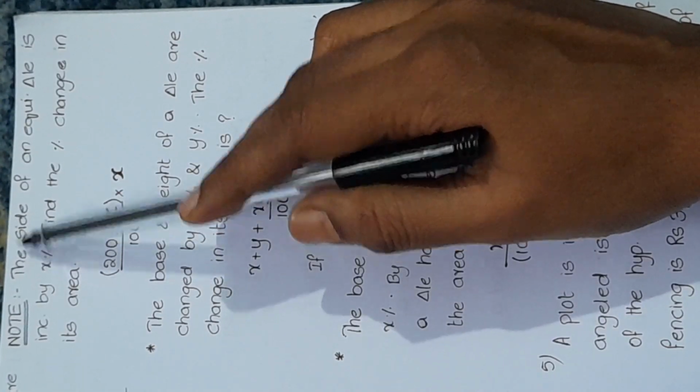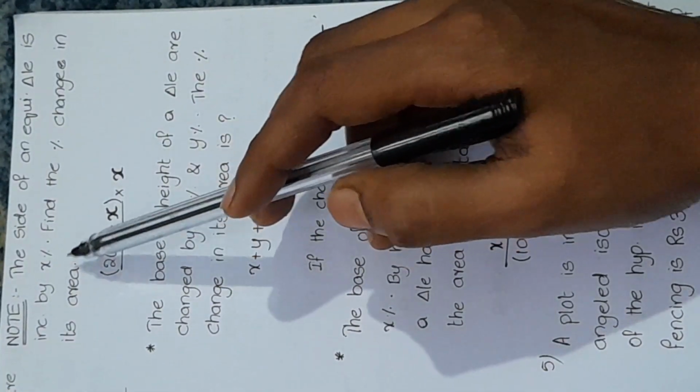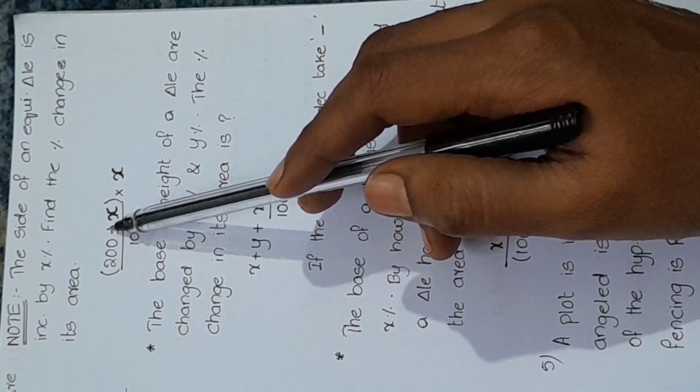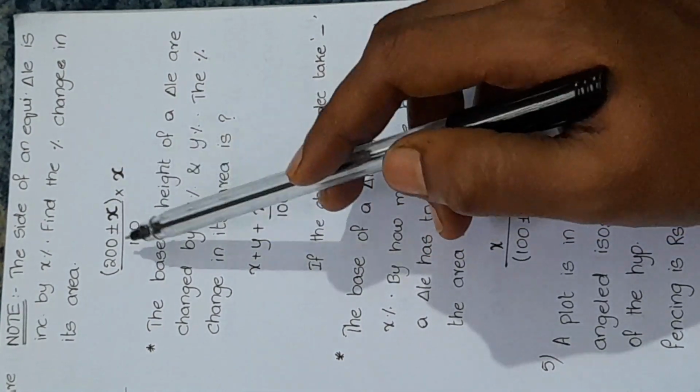Let us see some note points. If the side of an equilateral triangle is increased by x%, find the percentage change in its area. It is found by 200 plus or minus x into x by 100. If it is increased, put plus. If it is decreased, put minus.